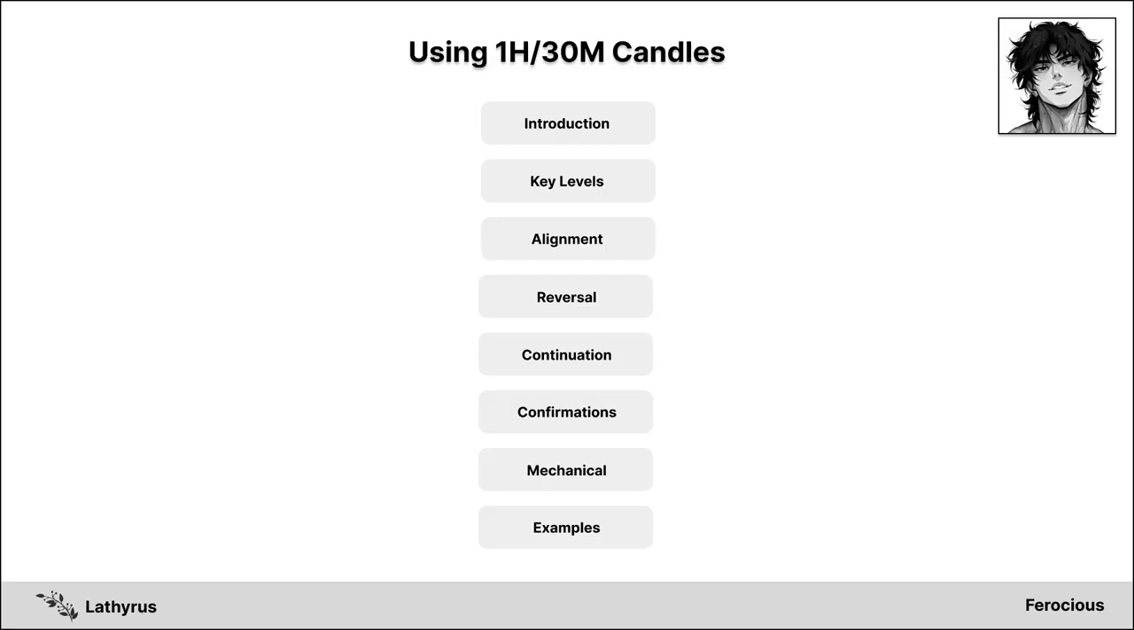By the end of the video you will exactly know how to trade reversals and continuations without getting lost in the market. Before I move on, I want to say I do not claim any of these concepts as my own. I'm just trading this day by day.